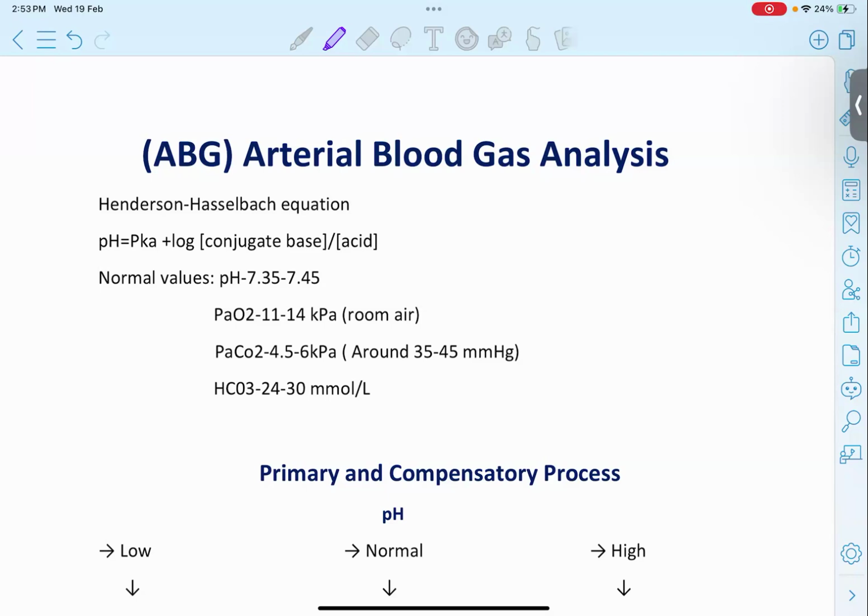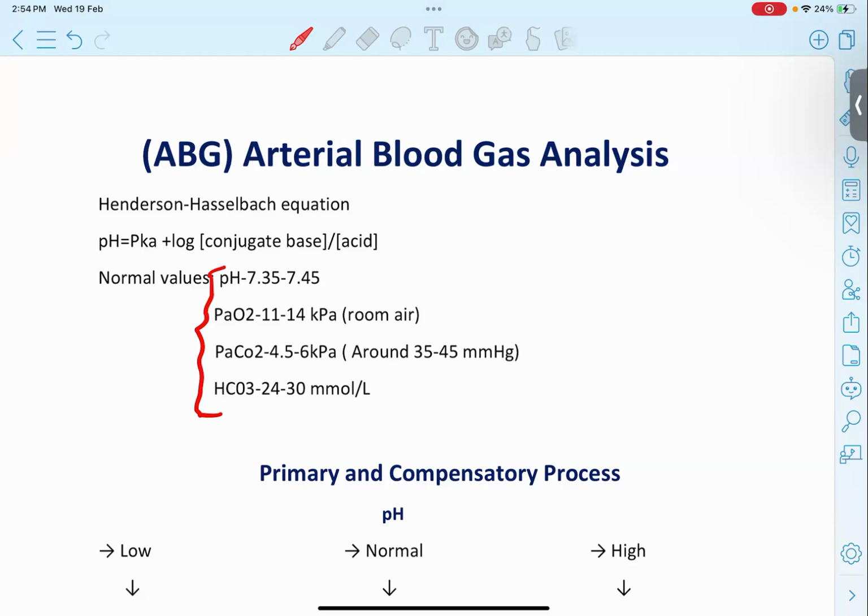ABG means arterial blood gas. We check quite a few things in ABG: pH, partial pressure of oxygen, carbon dioxide, and bicarbonate. These 4 things are a must. Some advanced ABG reports can also give you electrolytes like potassium, and lactate as well. But these are the must-check things when we're checking an ABG.